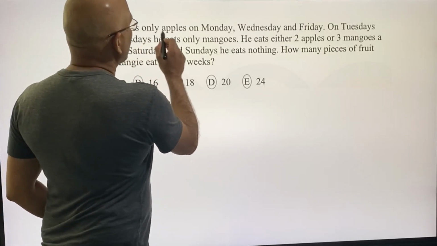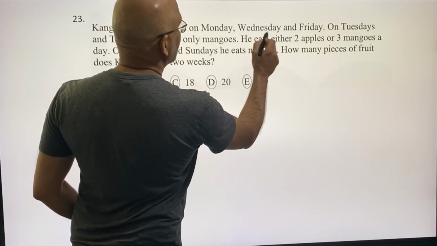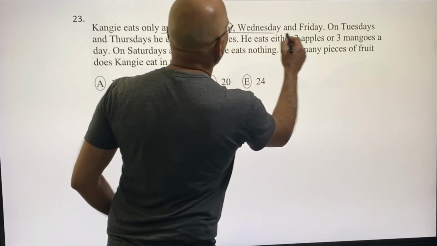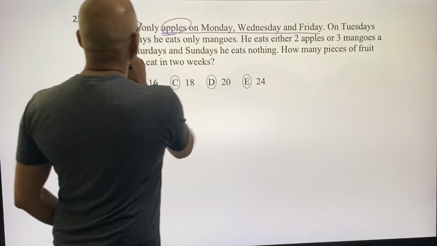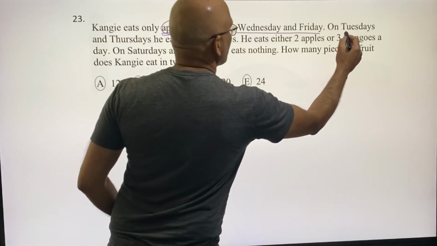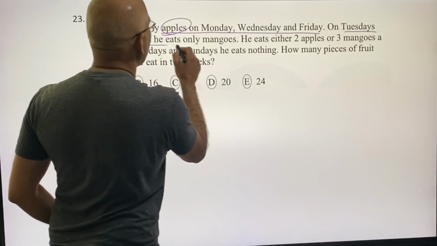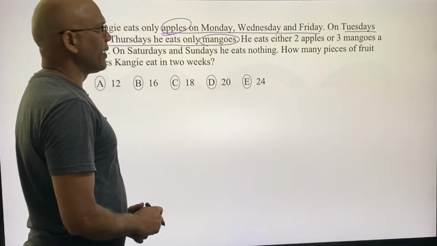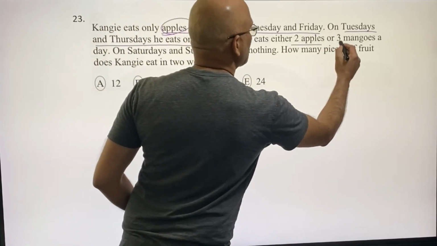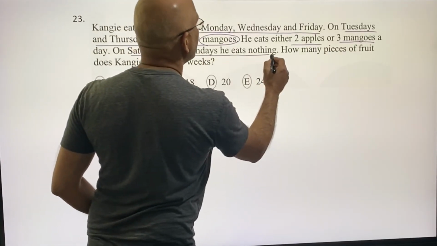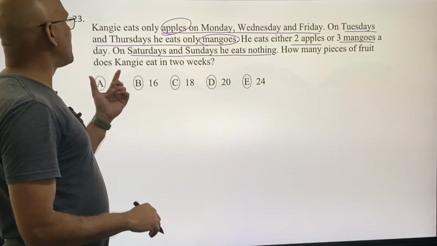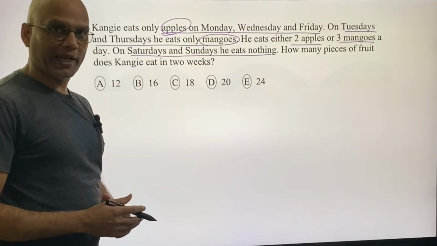Kanji eats apples only on Mondays, Wednesdays, and Fridays. On Tuesdays and Thursdays, he eats only mangoes. He eats either two apples or three mangoes a day. On Saturday and Sunday, he eats nothing. How many pieces of fruit does Kanji eat in 2 weeks?